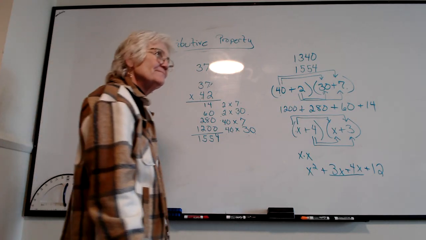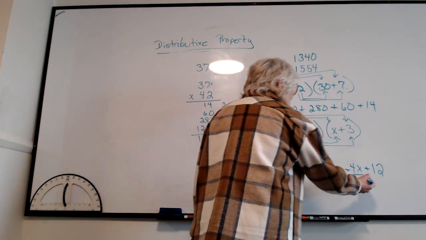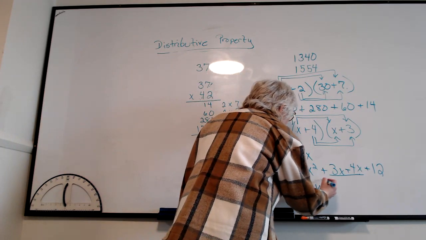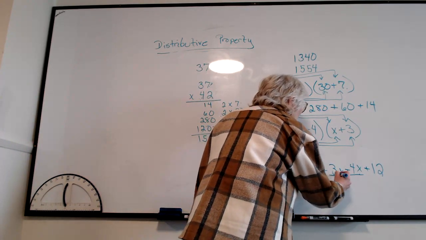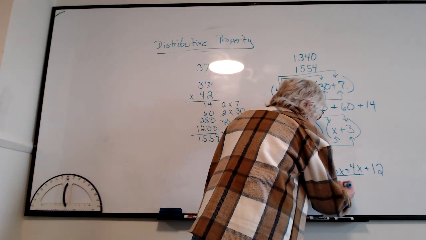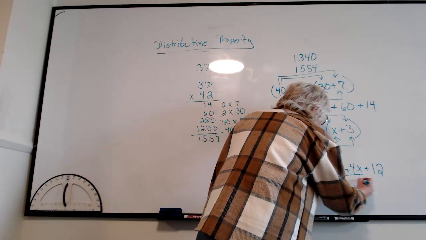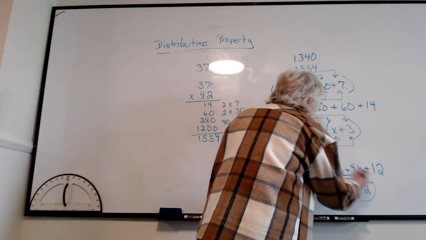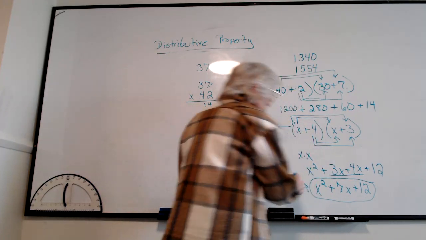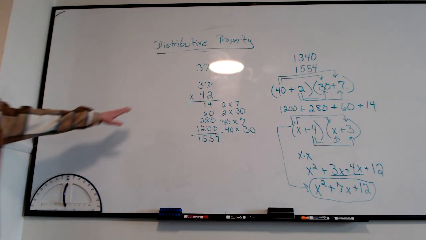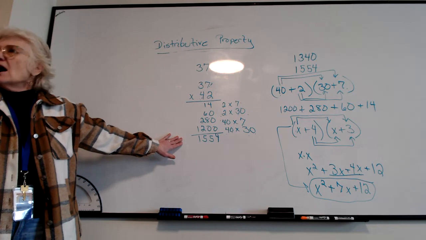We're doing 3x plus 4x. We're adding them. 3 plus 4 is 7x, plus 12. That is my answer algebraically to this problem. Okay. Same idea as what we really did up here.